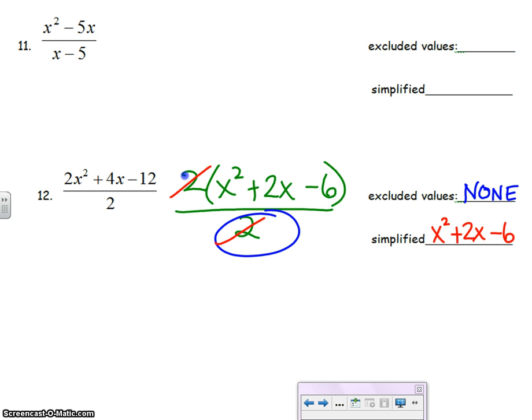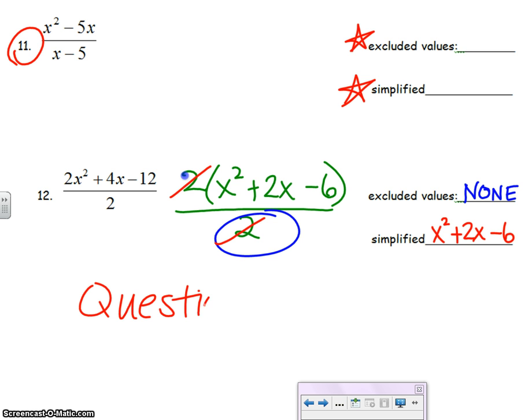Now what we'd like you to do is go ahead and try number 11 on your own. See if you can answer the excluded values and if you can simplify this expression. And then go ahead, if there's some questions that you had, try and write some real good specific questions down here below.